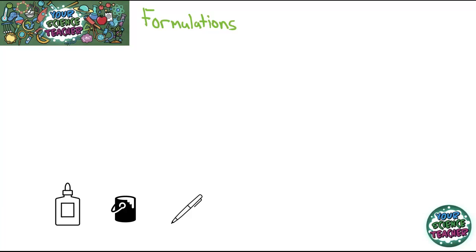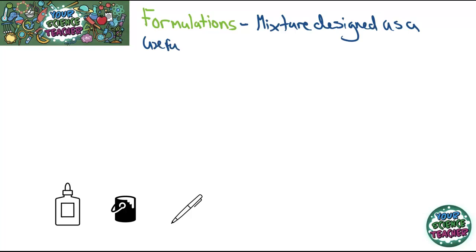So the topic of chemical analysis is all about finding what is inside of different mixtures. And the first thing in this topic is we learn a key word about a particular type of mixture, which is a formulation. And a formulation is just a mixture designed as a useful product. Now, the key thing about formulations is that each component inside a formulation has a particular job and is in a particular amount.